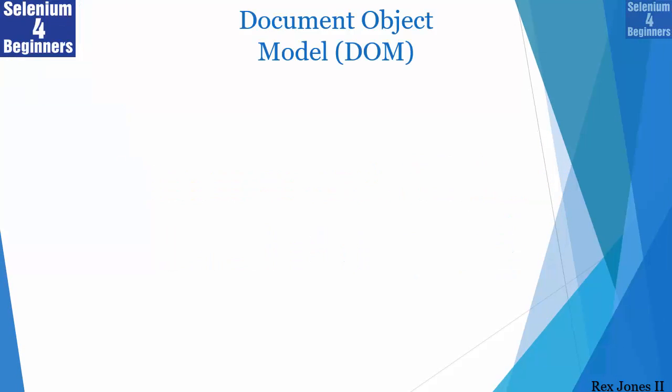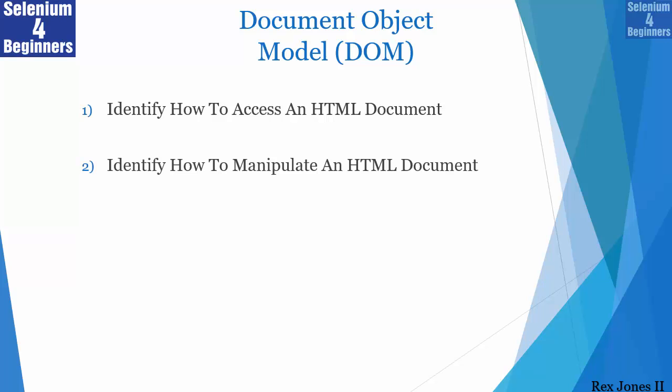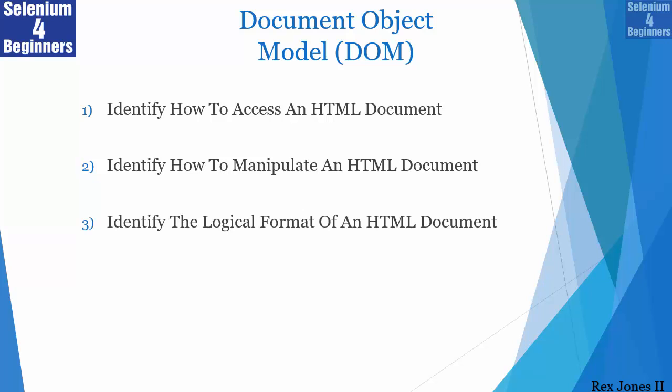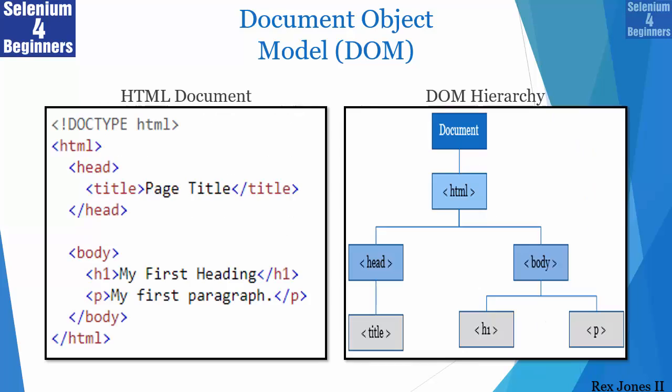DOM. The DOM is an API, application programming interface, that handles HTML documents as a tree structure by identifying three things. Number one, it identifies how to access an HTML document. Number two, it identifies how to manipulate an HTML document. Number three, it identifies the logical format of an HTML document.